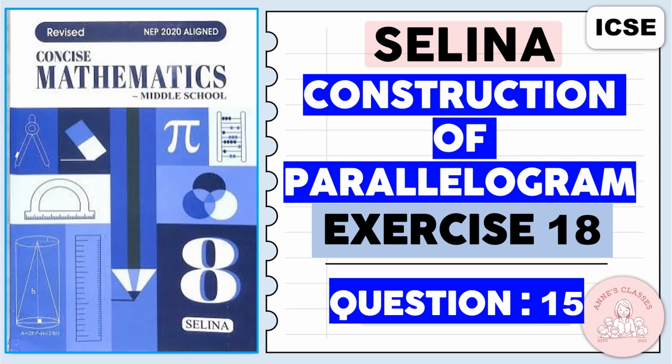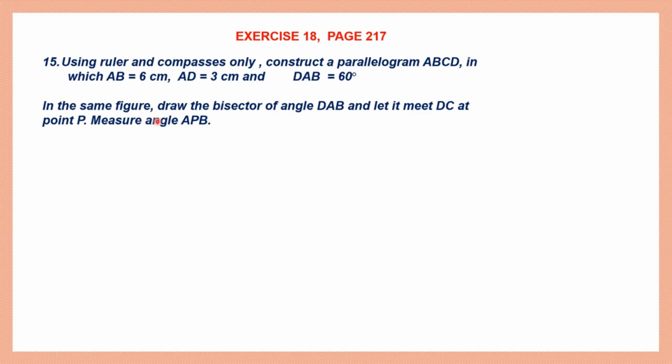Let's do construction of parallelogram exercise 18. Question 15. Using ruler and compasses only, construct the parallelogram ABCD in which AB is 6 centimeters, AD is 3 centimeters and angle DAB equals 60 degrees. So this is the first part of this question.